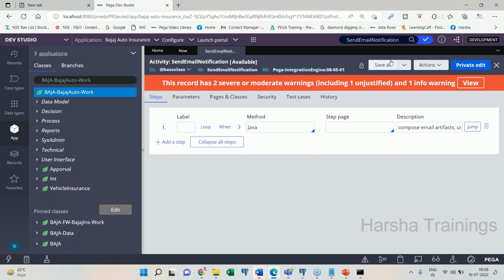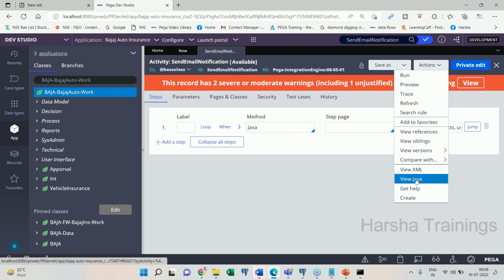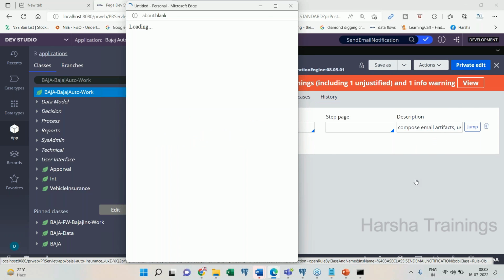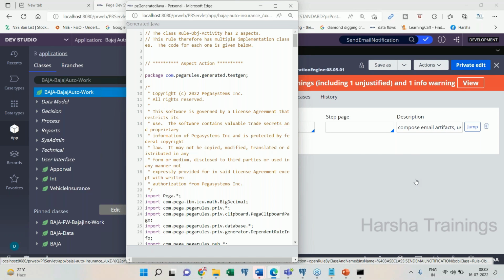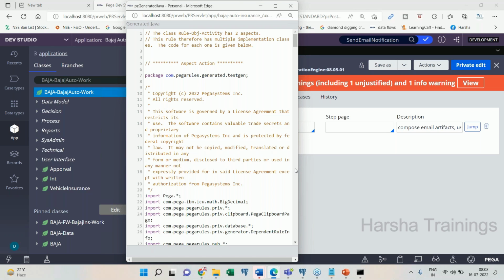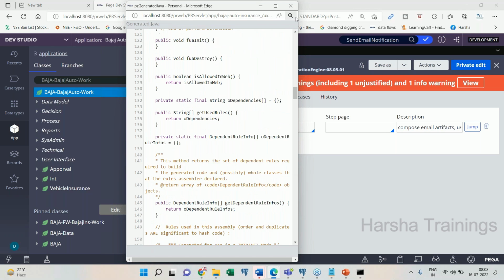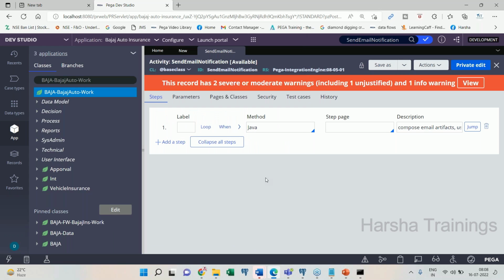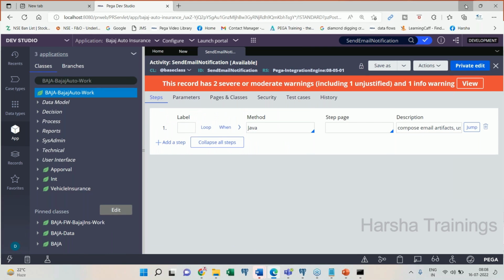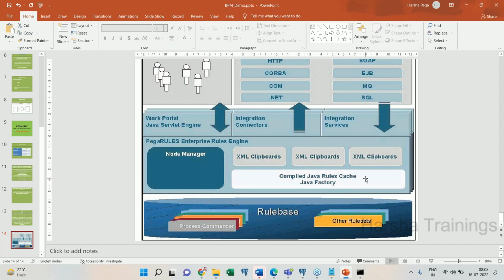Whatever you see here on the screen, for the Java coding, you can view it like this, but you cannot modify anything. Just for your information, this is how Java code will be generated in the background. The business logic of this tool is written using Java coding. Internally it uses a Java compiler, but you don't need to be a Java expert, or know about Java.